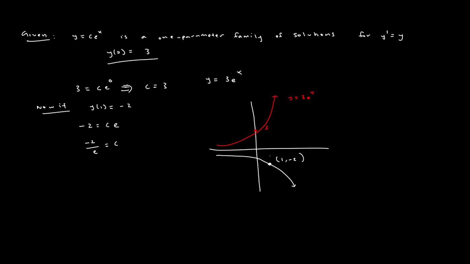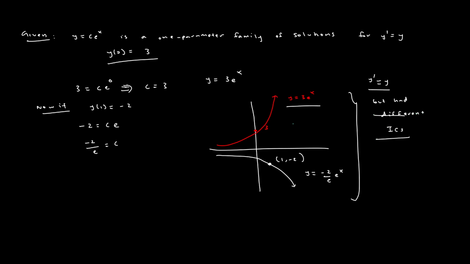So notice how the initial condition actually changes the geometric solution, right? These are two very different solutions that both satisfied y prime is equal to y, but had different initial conditions, and those different initial conditions is what caused our solution to look pretty different.